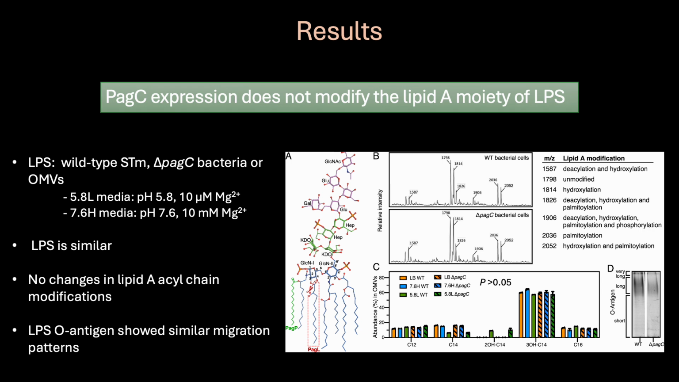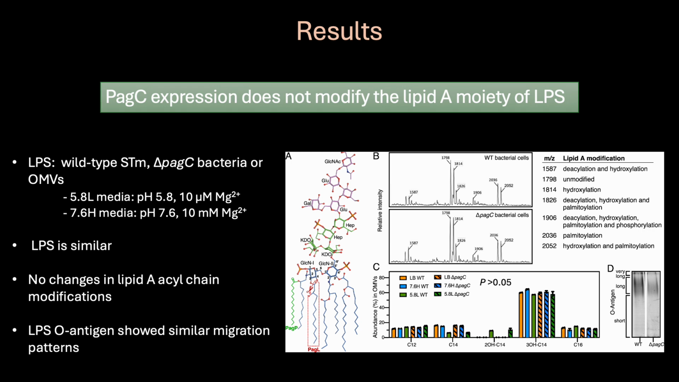However, again, you can see that there's not much of a difference for each of the acyl moieties between the wild type and the mutant STM-LPS, indicating no differences in lipid A acyl moiety chain modifications were detected in the LPS from both types, further indicating the PAG-C does not affect the acylation profile of lipid A.